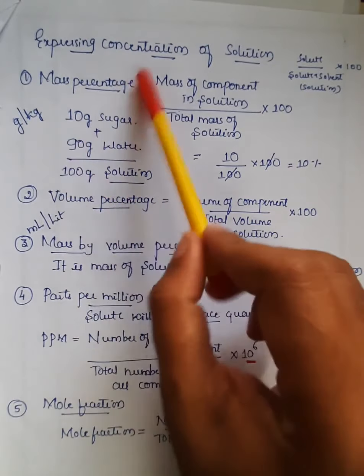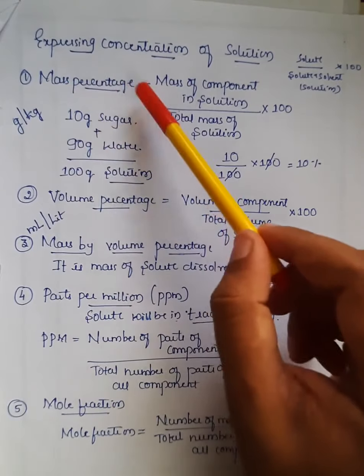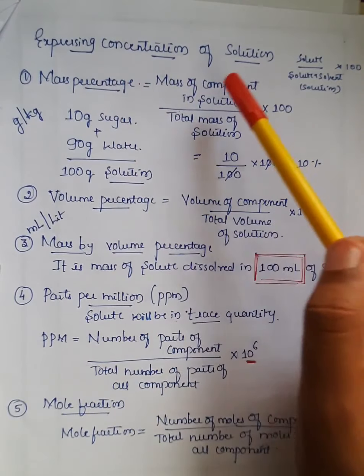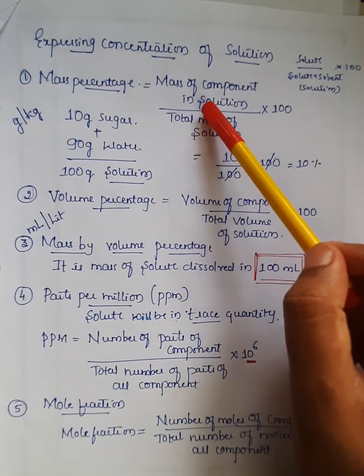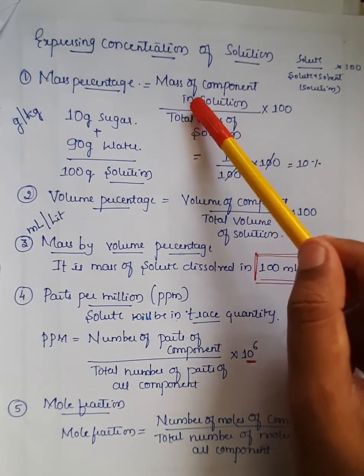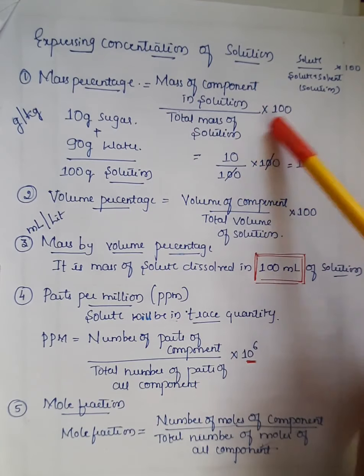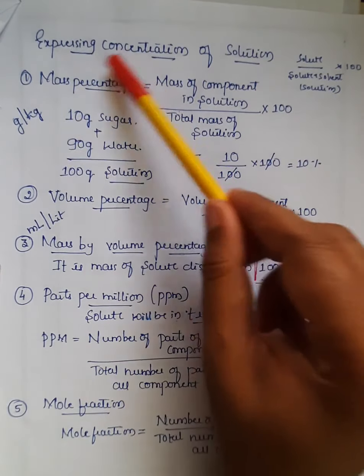So here the first one is mass percentage, right? The mass percentage is equal to the mass of the component in the solution divided by the total mass of the solution, multiplied by 100. Whenever you multiply with 100, you will get the mass percentage of the solution.